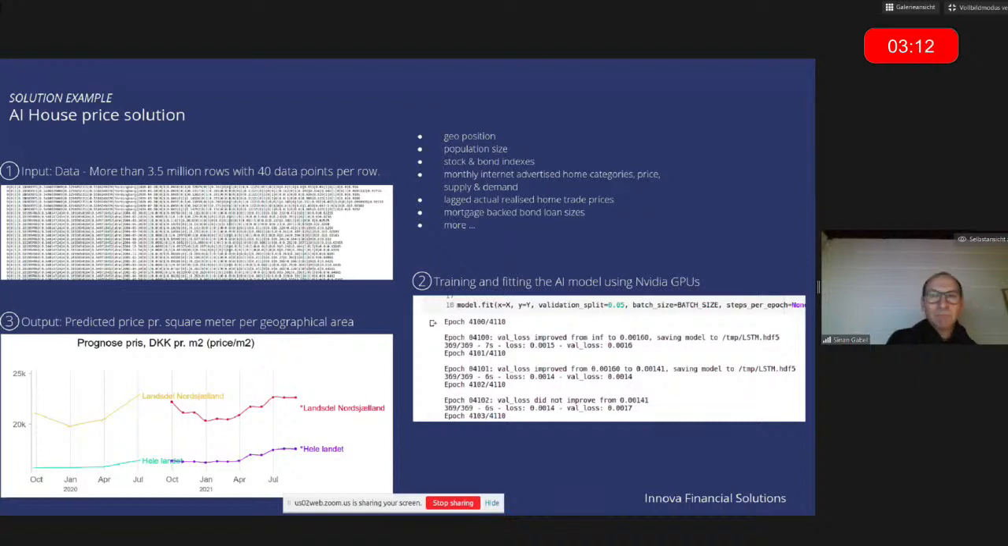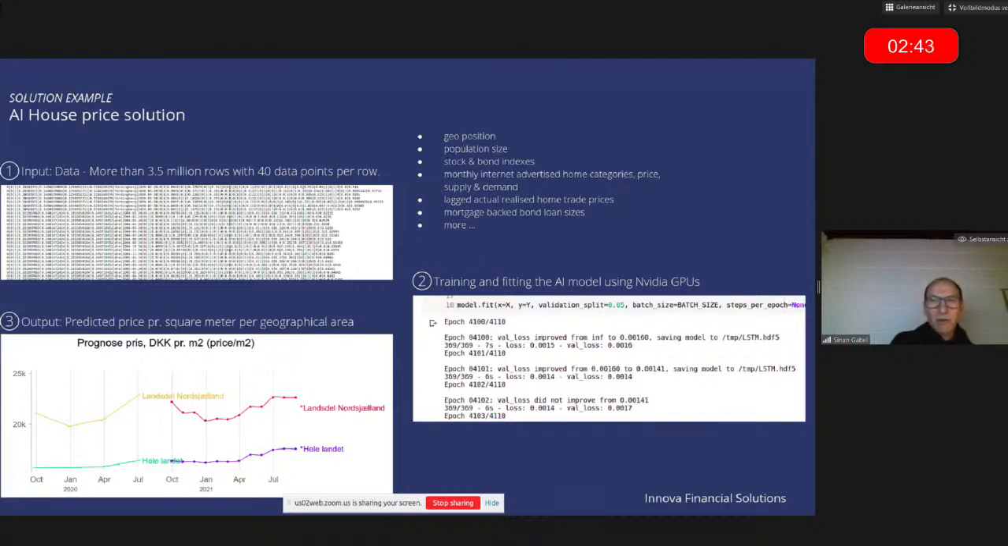Things like that. So in the first picture, you see a training set that is nearly ready to go into the AI model. This is how it looks. Everything has to be converted to numbers. There are two columns that will disappear from that, the ones where you see the text and the dates. They don't enter into the model. So we have 3.5 million rows. We have 40 data points, 40 dimensions in the model.